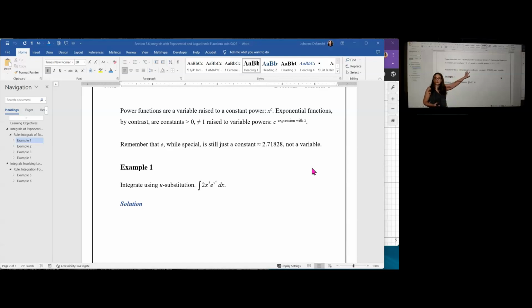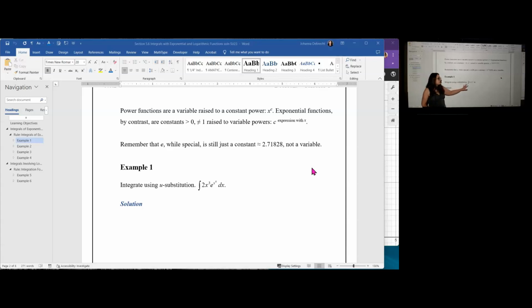And remember that Euler's number e, while it is special, is still just a constant. It's about 2.7182818284590. It is an irrational number. There's no pattern, and it never stops.